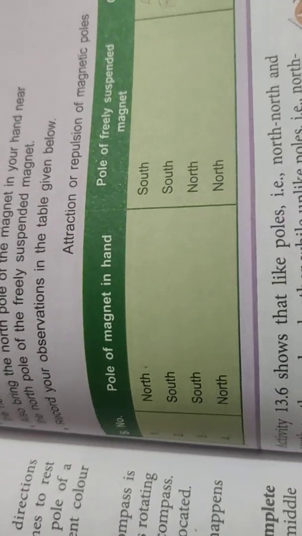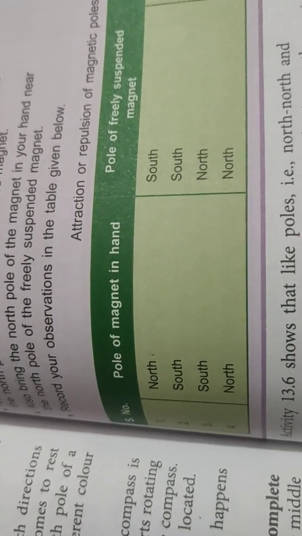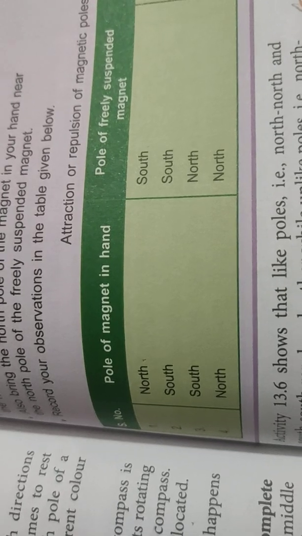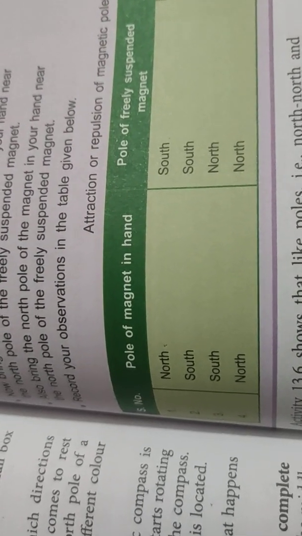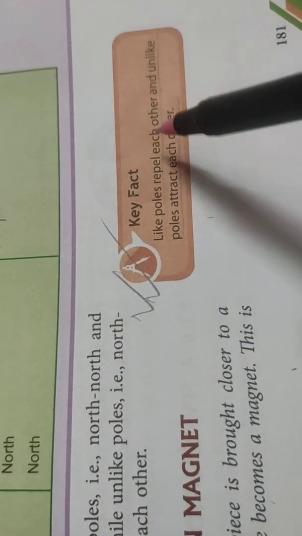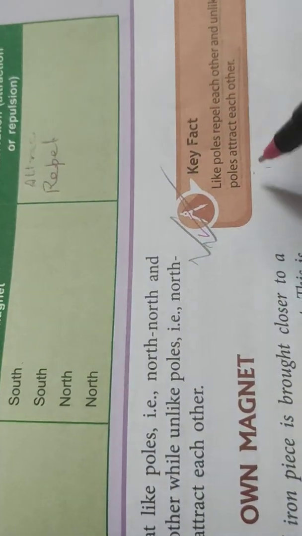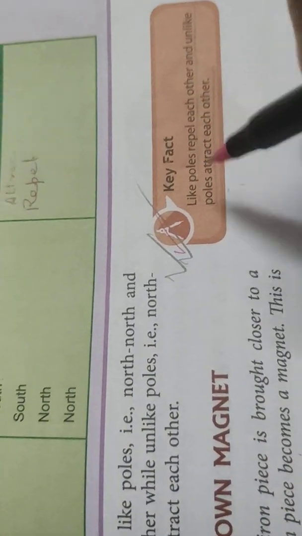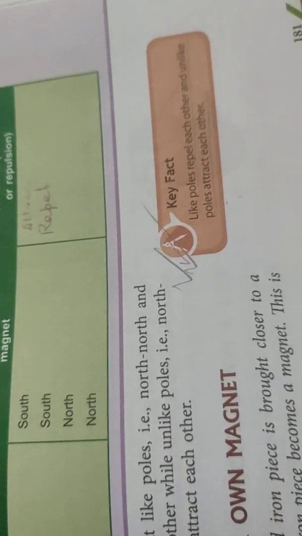If it's North and North, or South and South, they repel each other. If it's North and South, they attract each other. So this is a fact. They have written, like poles repel each other and unlike poles attract each other. This you have to remember. This is a very important fact for magnets. Clear?